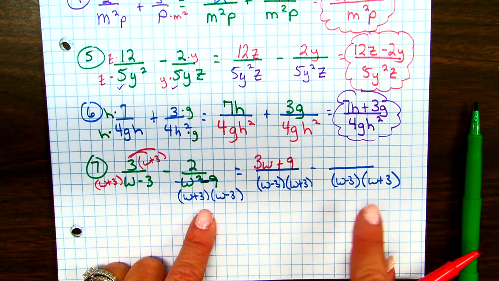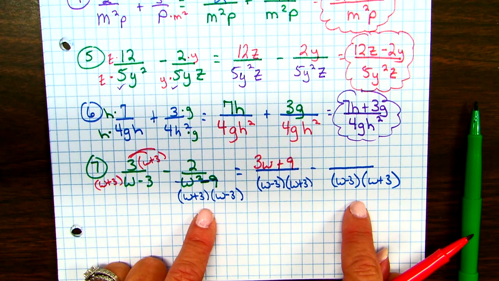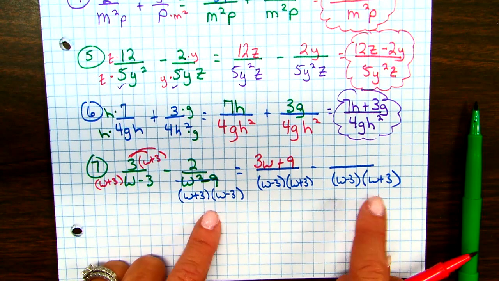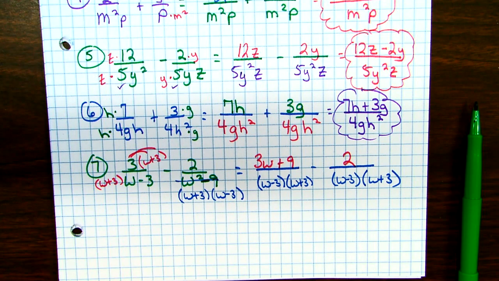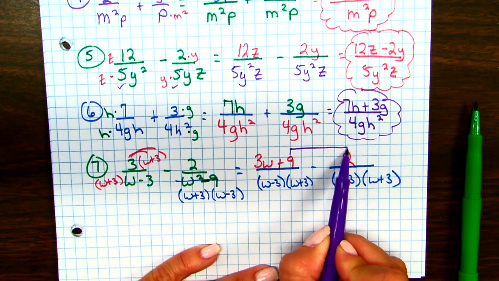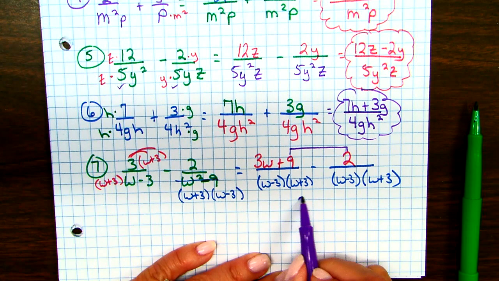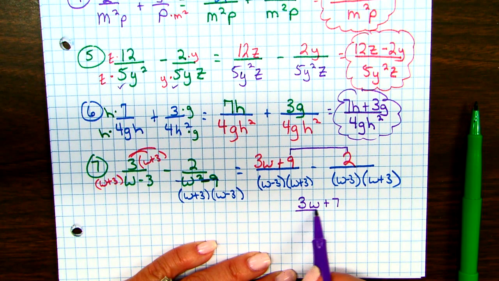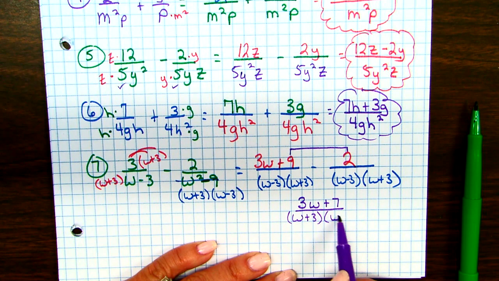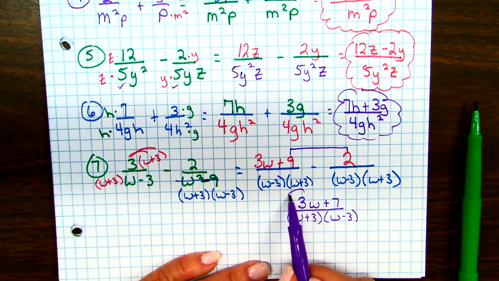What are we missing here? Nothing. W plus 3, W minus 3. W minus 3, W plus 3. They're the same exact thing. So if you're not changing your denominator, you're not changing your numerator. Put it all together. You can combine those two. 9 minus 2 is 7. And it doesn't matter if you put the plus 3 first or the minus 3 first. Doesn't matter at all.